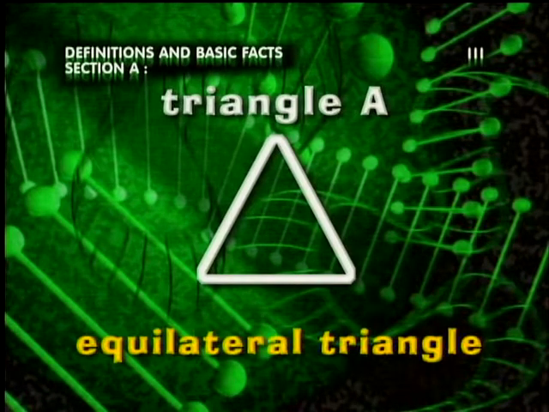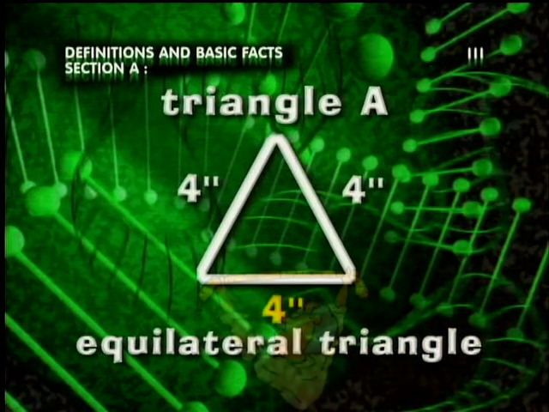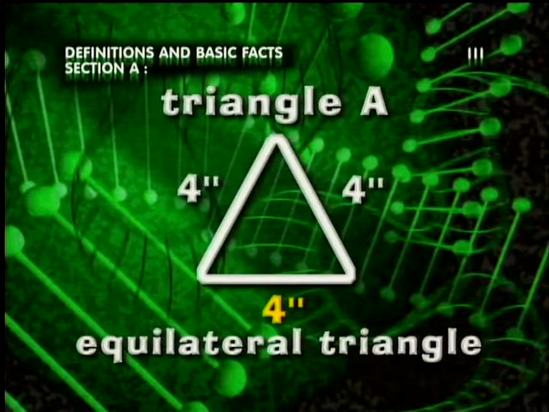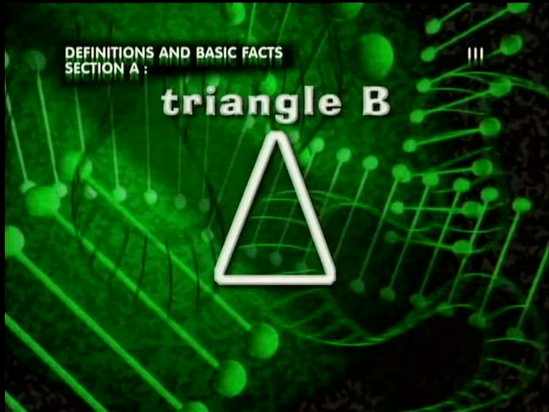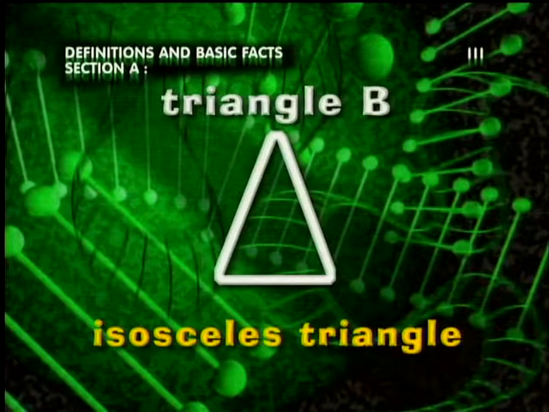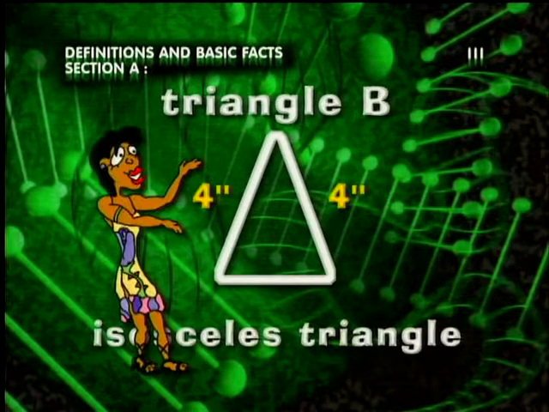There are two ways to classify triangles, either by the lengths of their sides or by their angles. First, by side length, we have equilateral triangles, which have three congruent sides, like triangle A here. All sides measure 4 inches. There are also isosceles triangles, which have two congruent sides. Triangle B has two sides that equal 4 inches.